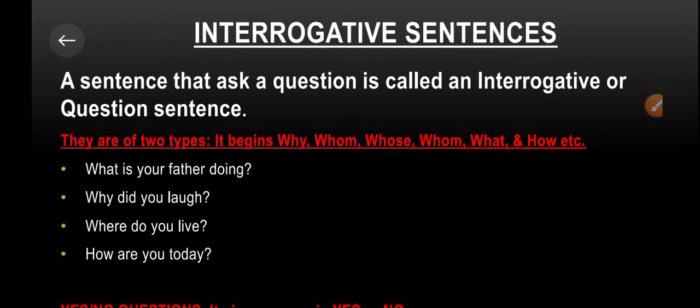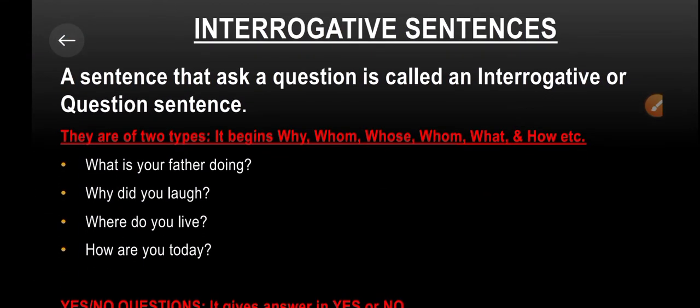Now next is the interrogative sentence. A sentence that asks a question is called an interrogative or question sentence. An interrogative sentence is a sentence that asks a question. Interrogative sentences often start with interrogative pronouns, or we say WH words, and end with a question mark, and some questions start with auxiliary verbs, or we can say helping verbs. That is called yes or no type of questions.